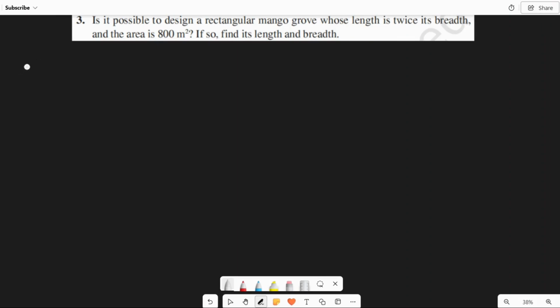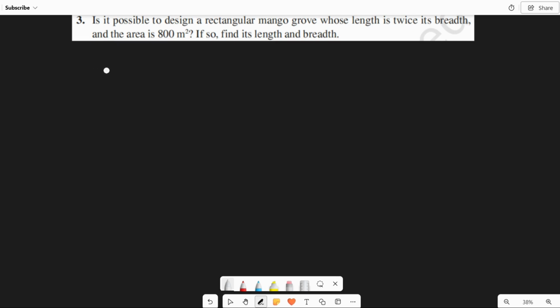Hey there, welcome everyone. So today we are discussing question 3, 4, 5 from exercise 4.3, chapter Quadratic Equations. Beginning with the third question, the question states: is it possible to design a rectangular mango grove whose length is twice its breadth and the area is 800 meters square? If it is possible, find its length and breadth.